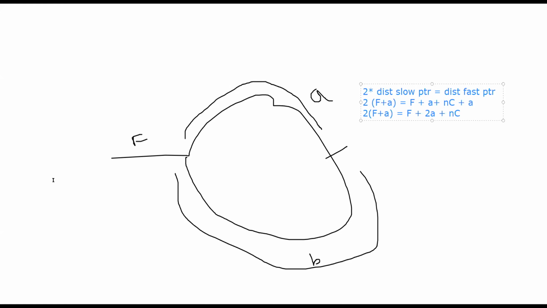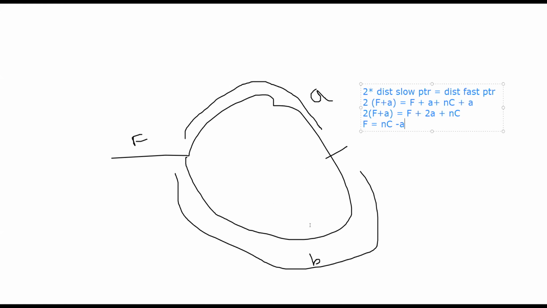If F is too long, then there will be many cycles going inside, so that is the NC plus A. If it is 2A, then it evaluates to F equals NC minus A. But what is C? I got lost right there. Okay, C will be A plus B actually.